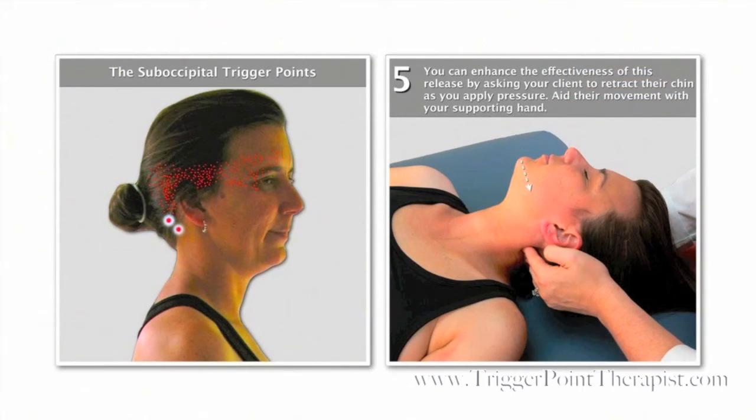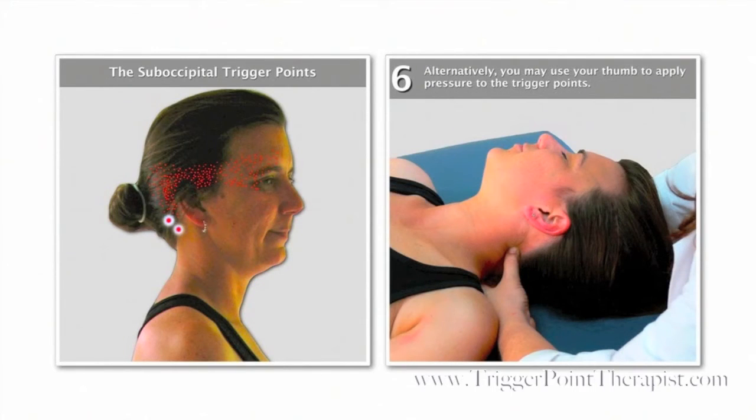You can enhance the effectiveness of this release by asking your client to retract their chin as you apply pressure. Aid their movement with your supporting hand. Alternatively, you may use your thumb to apply pressure to the trigger point.